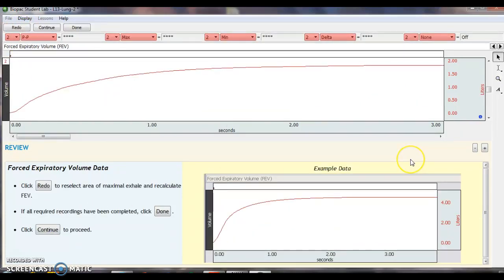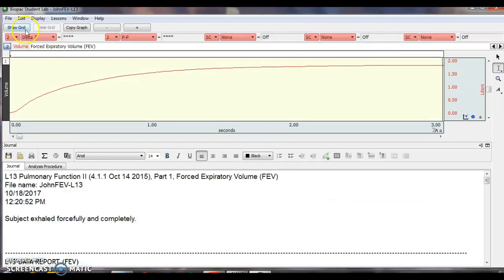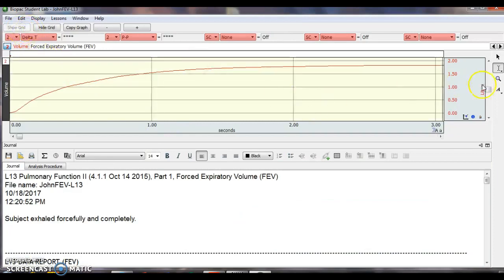So it calculated it, and my forced expiratory volume was very low. It's 1.5. I apparently did not calibrate it right. I know mine is about 4.5 liters. And now you are going to do another set of calculations. So when you click Done, you should get the screen. Show grid. It'll make it a lot easier.